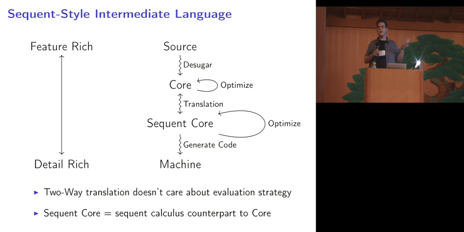The other key difference is that this translation doesn't have anything to do with the evaluation strategy, unlike the continuation passing style. So you can actually use the same translation for both strict and lazy languages. And that means that during optimization, because the evaluation strategy isn't baked in, you have more flexibility in what you do. So it's got some features of a direct style representation and some features of a continuation passing style representation. It's a bit of a compromise and a mix of the two.